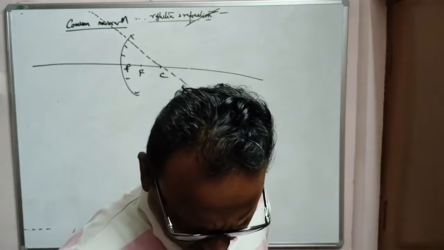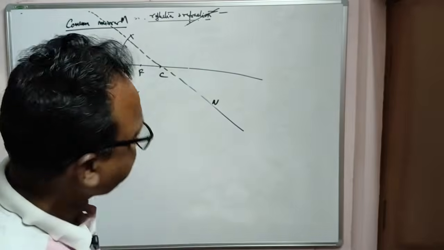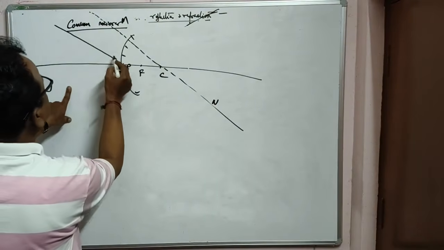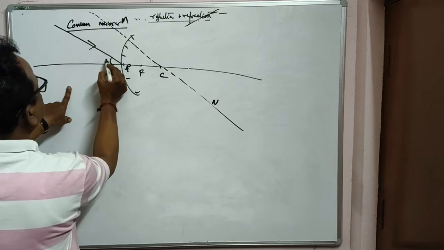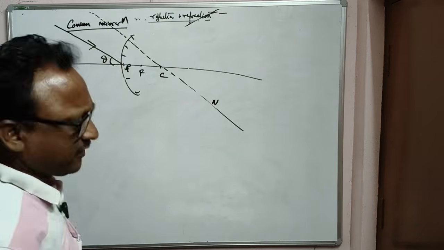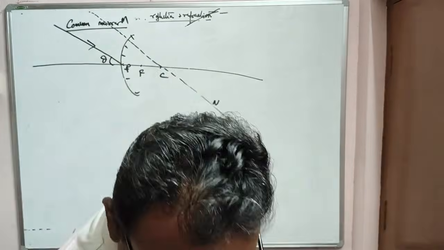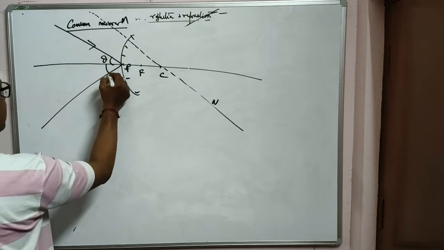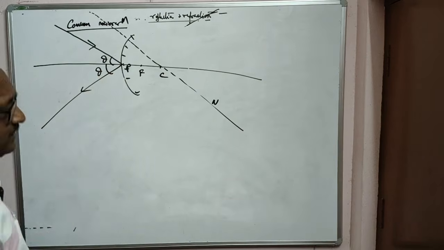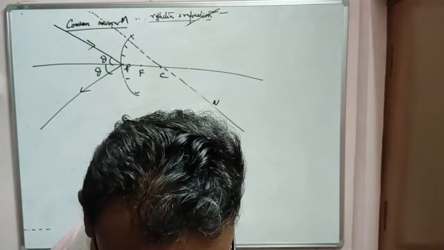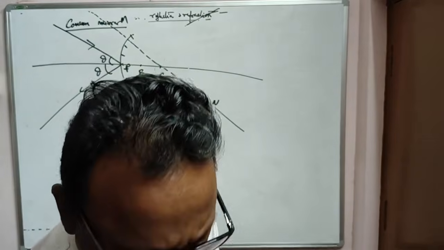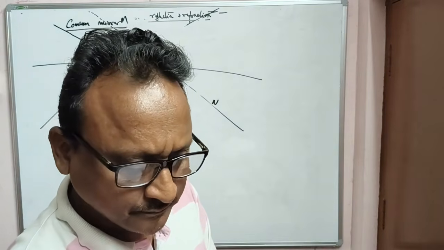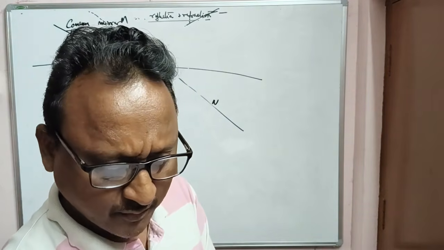Now in this case, for example, if the light is incident at the pole, theta. So this is the pole of the mirror. When the light is incident at the pole, what happens to the light? Again it is reflecting at the same angle. This is for the convex mirror. Are you following? Angle of incidence i is equal to angle of reflection r. Are you following the point here?